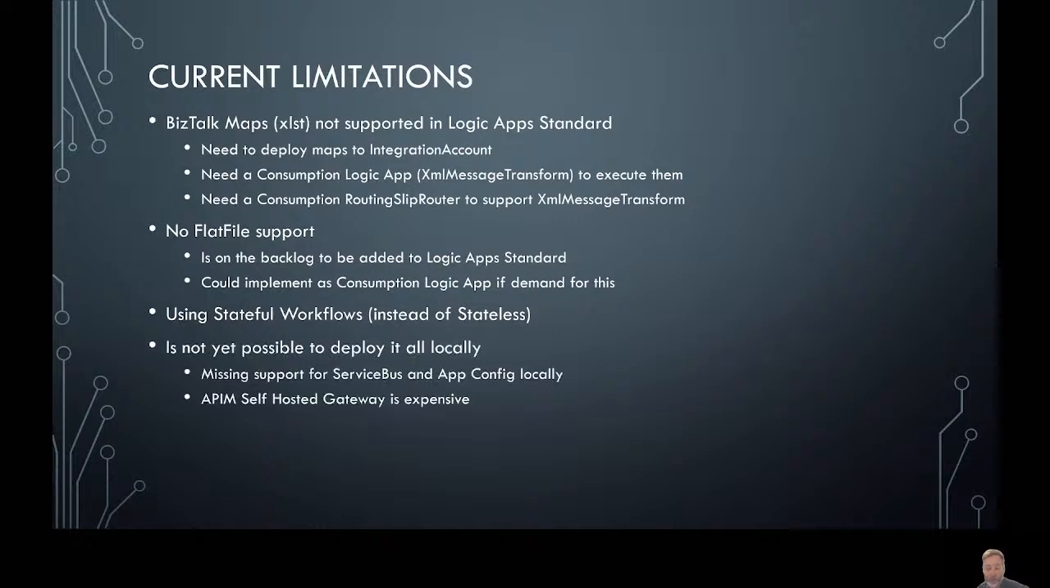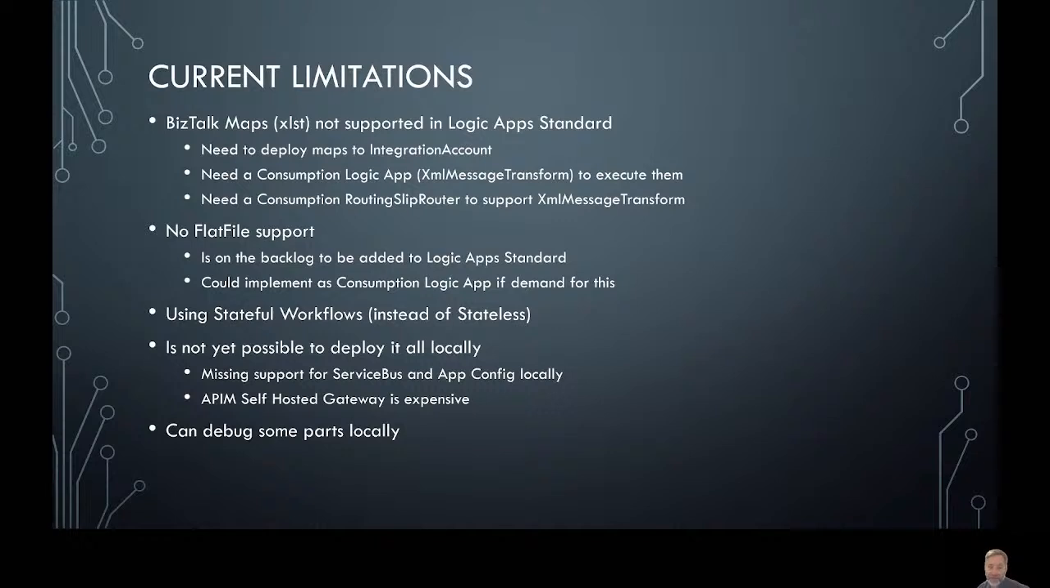It's not yet possible to deploy and run it all locally in VS Code. You can open up the Logic App Standard projects, but there's no support for Service Bus or app config locally. And although there's APIM support, it's expensive because you need a premium SKU and you need a self-hosted gateway. So in order to run everything we've got at the moment in Azure down locally, it's very difficult. We're looking at how we could make that better. How could we have it so you containerize this application?